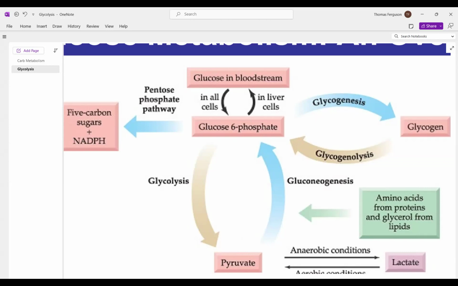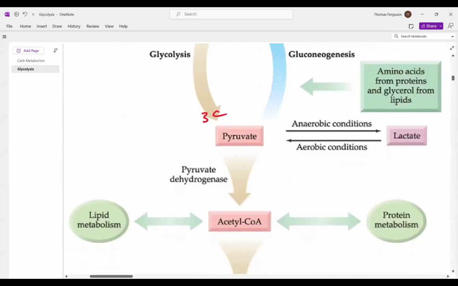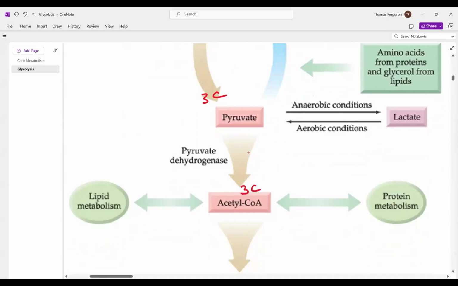And once it's phosphorylated, it's then broken down. These are all 6 carbons at the top, up here. And as it goes down, it's broken in half to a 3 carbon unit. And then once we convert it to that pyruvate, it then goes down to that. Now, as you can see, from there, that's how we make lipids. From there, that's how we make proteins or metabolize them. And then down here, we enter the Krebs cycle.